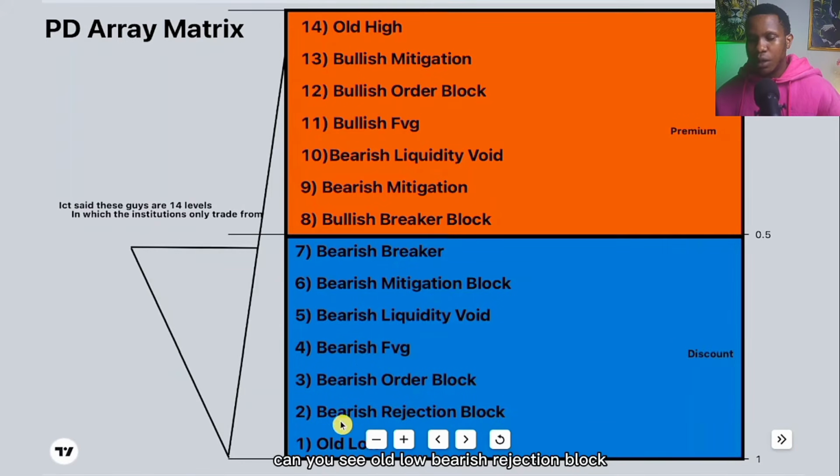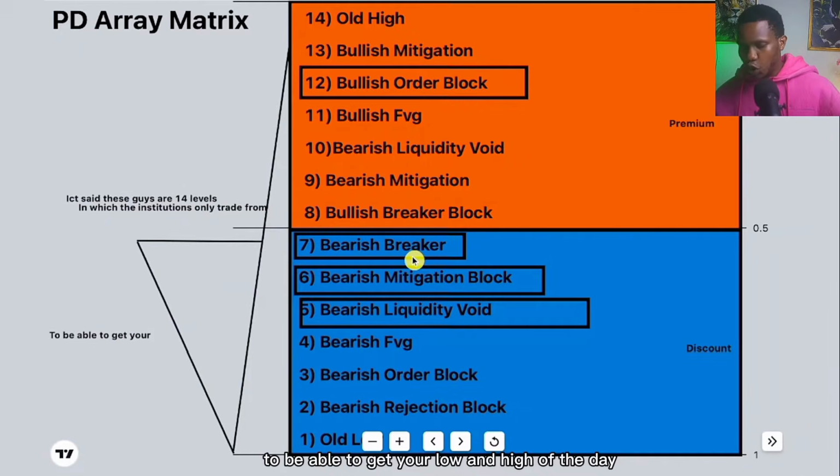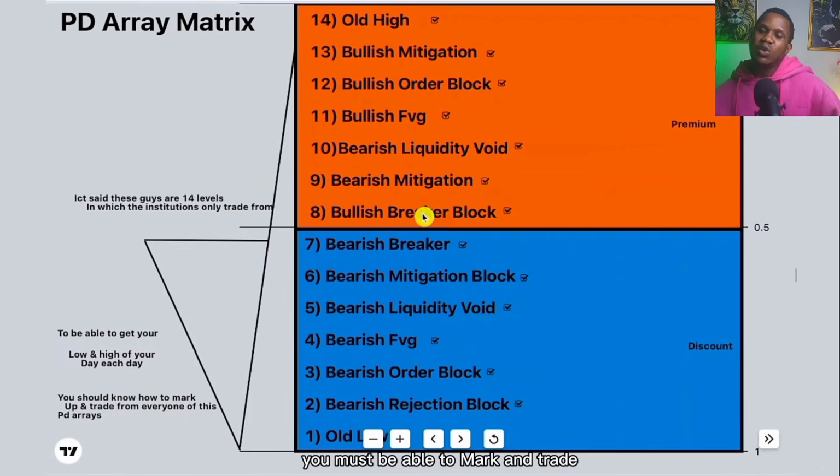Can you see old low, bearish rejection block, bearish order block, bearish fair value gap, bearish liquidity void, bearish mitigation block, bearish breaker, old high, bearish mitigation block, bullish order block, bullish fair value gap, bullish liquidity void, bullish mitigation block, bullish breaker block. You guys must have heard of this bullish order block because it is the most popular. To be able to get your low and high of the day each day, you must be able to mark and trade from each one of these PDRAs.